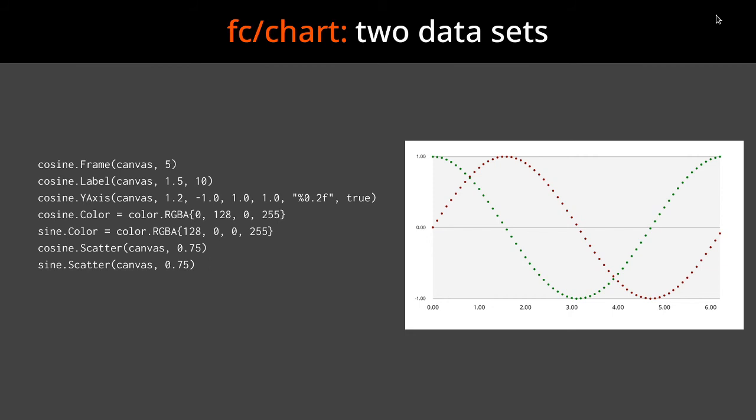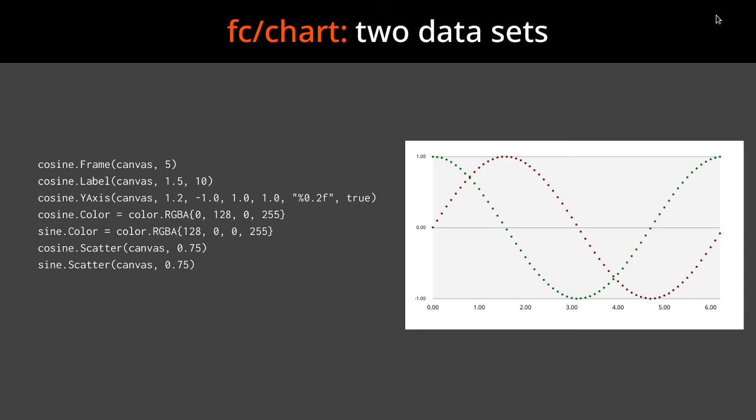Next, I'm going to lay down the labels. In this case, the x-axis labels. The 1.5 is the size, which is the size relative to the width of the canvas, obviously. The 10 specifies the interval that I'm going to use. So I'm going to show the label every 10th time. The next one is the y-axis label. Again, I'll specify the size of the text, the range of the data, as well as the format string. The Boolean there means that I'm going to use the sort of grid that you see there, the horizontal grid.